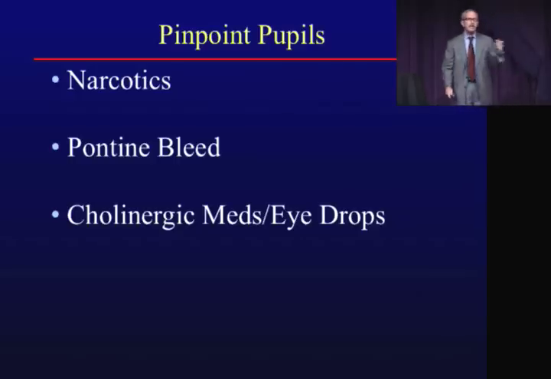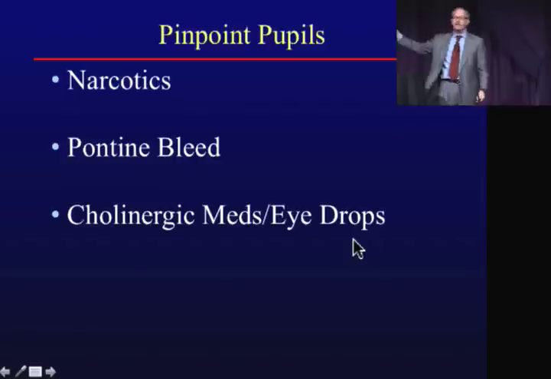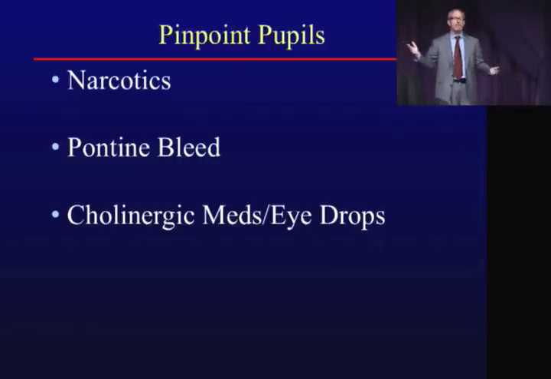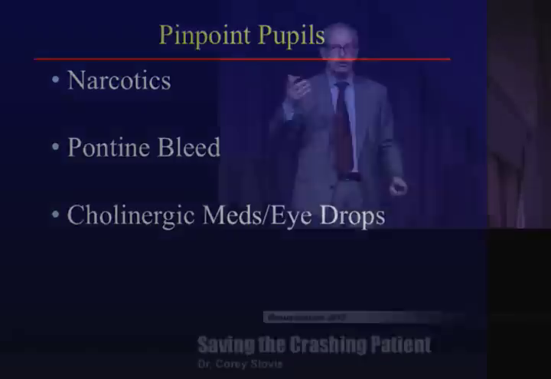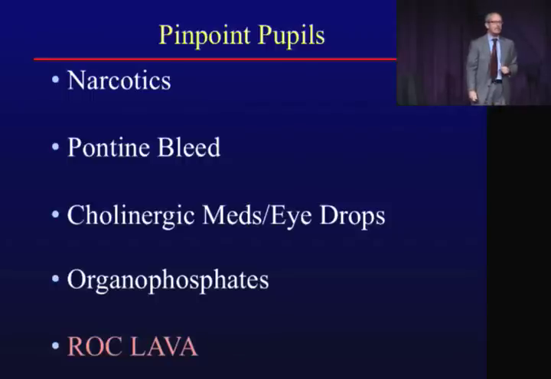So there are 3 causes of pinpoint pupils. Narcotics, unresponsive to narcotics, pontine bleed, and then, as you've seen now, eye drops. Be careful. You know, the big pupils you saw with anticholinergics; with pinpoint pupils, be thinking about a cholinergic medication. You can't have 3. And so the other 2, think about organophosphates, salivation, lacrimation, etc. And I'm not sure what rock lava is, but that could happen too.